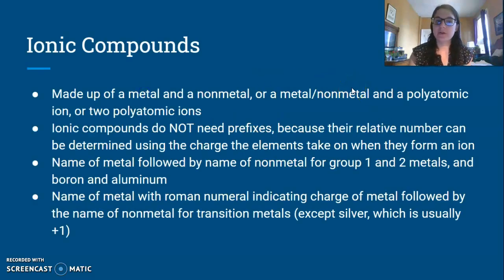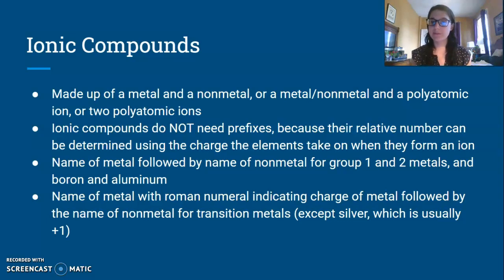So ionic compounds are always made up of a metal and a nonmetal, or a metal and a polyatomic ion, or two polyatomic ions. There is a list of polyatomic ions that you are to remember, and that is on the summer review sheet. Ionic compounds do not have prefixes because their relative number is determined using the charge of the elements that they take on when they form an ion. And that is, again, part of your summer work to memorize those charges.